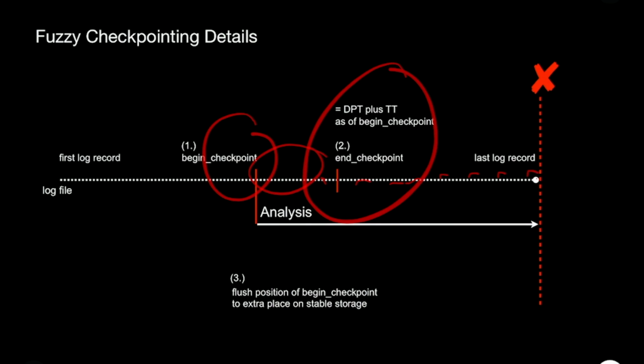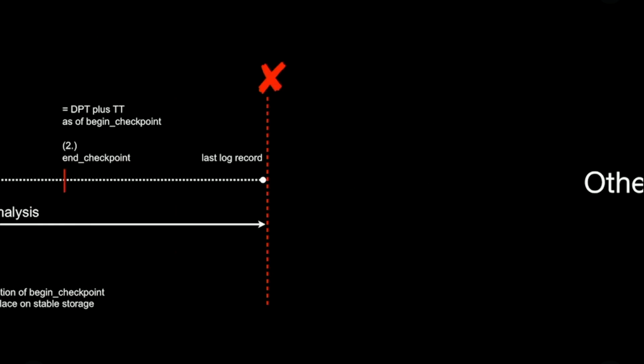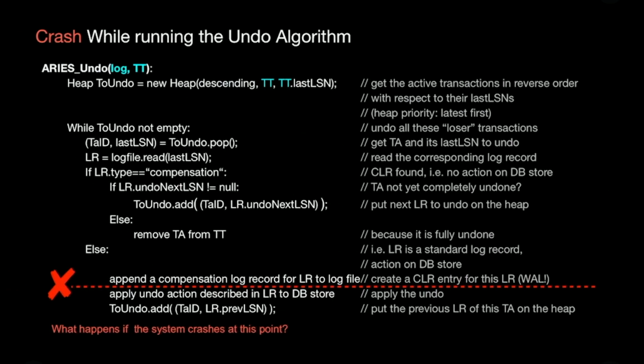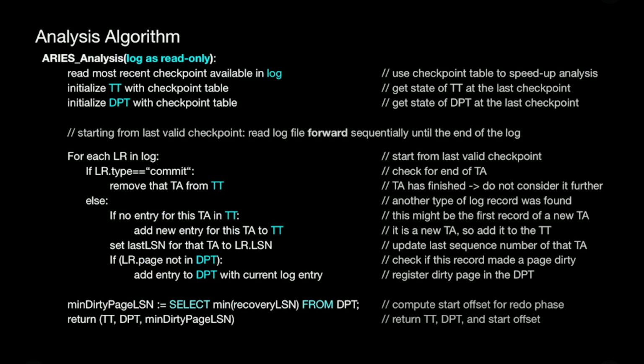Yeah, so the major effect here is saving I/O. And yeah, we will look at that in the pseudocode now. We will see that already when you do the analysis phase. We did that in the lab already, but here again in more detail. So what I just explained is, okay, you read the most recent checkpoint, that's this one. You initialize the TT and DPT tables, that's what I just explained. Then you start reading from the begin checkpoint, and then you run a loop.